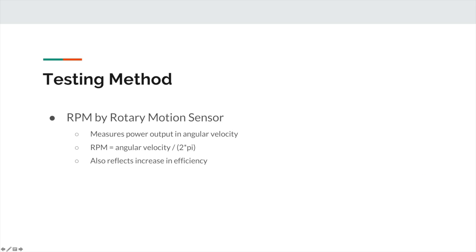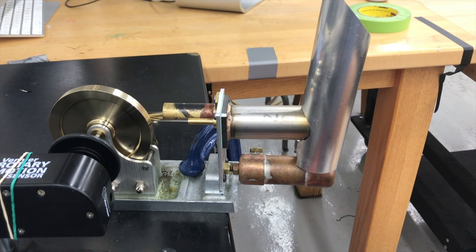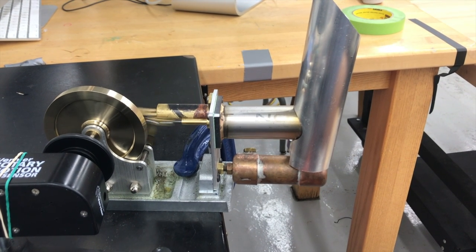In order to test the effects of our modifications, we used the rotary motion sensor to measure the rotations per minute of the flywheel, reflecting both the changes in power output and efficiency. We ran each model of the engine at least 3 times, recorded the maximum RPM value once it reached a steady state, and calculated that average value.